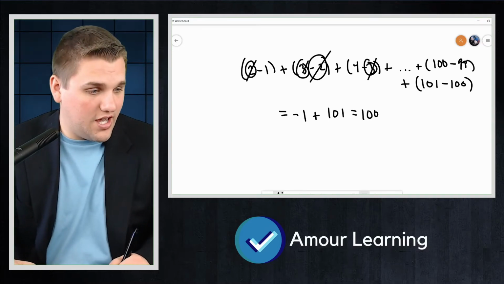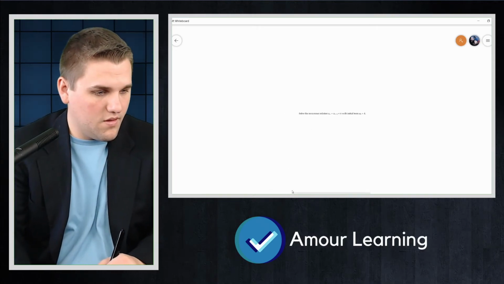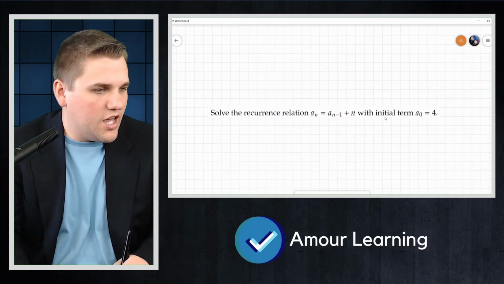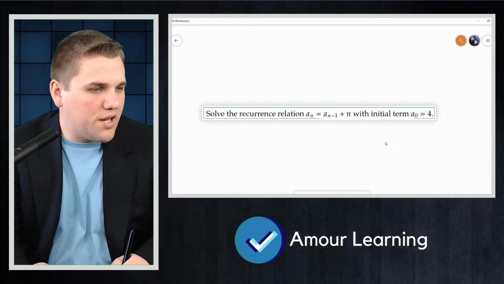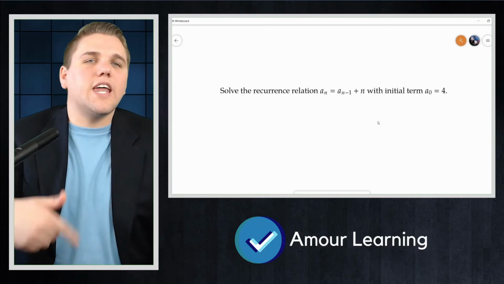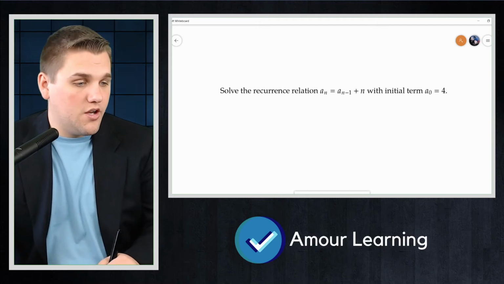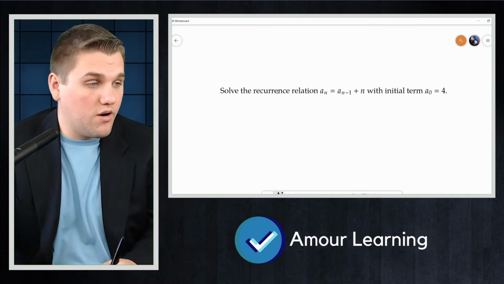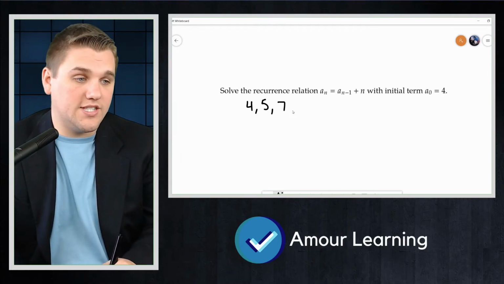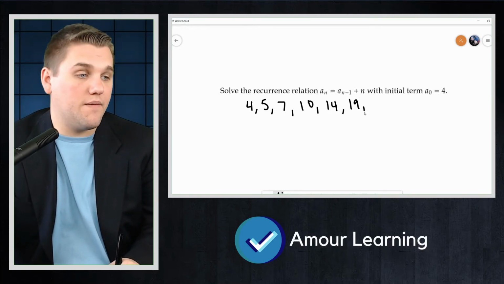Let's start with an example of solving recurrence relations. I have here actually a particular example that I want to pull up. This says, solve the recurrence relation a_n equals a_{n-1} plus n with the initial term a_0 equals 4. To get a feel for the recurrence relation, let's write out the first few terms of the sequence. So the first term would be 4. The next term would be 5, and then 7, and then 10, then 14, and 19, and so on.